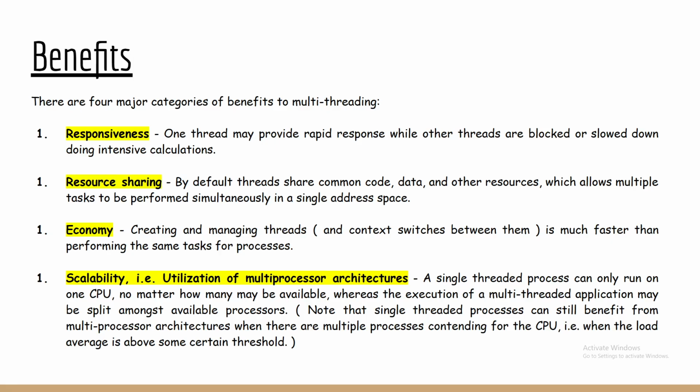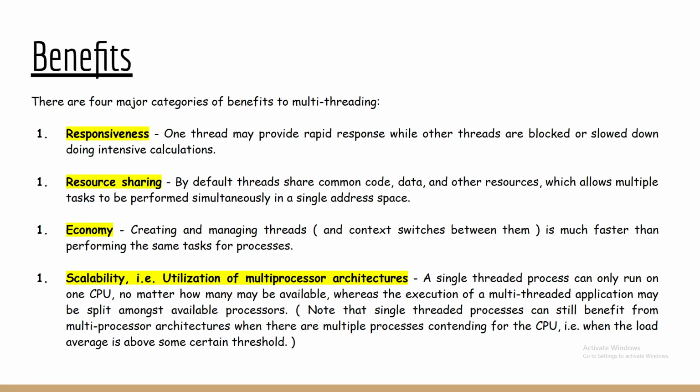Another one is economy. It is much more economical to create and manage threads than it is to create and manage full processes. Creating a process is basically costly. It requires the OS to allocate significant memory and resources. Since threads share most of these resources, they are much lighter and faster to create. Similarly, switching the CPU's attention between threads, which is also known as context switching, is typically much faster than switching between processes because of lower overheads.